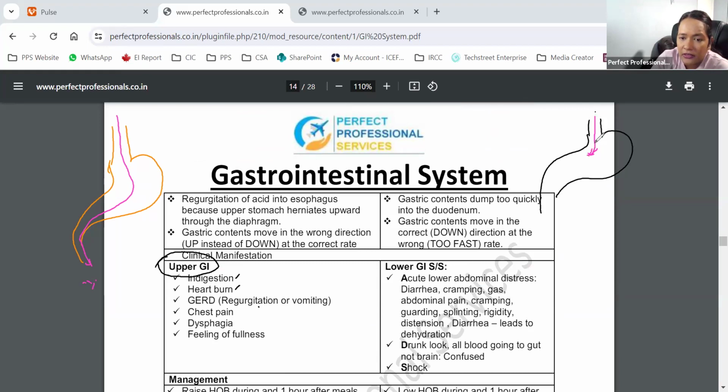As the patient takes the food, it goes directly to the duodenum. Gastric contents move in the correct direction.